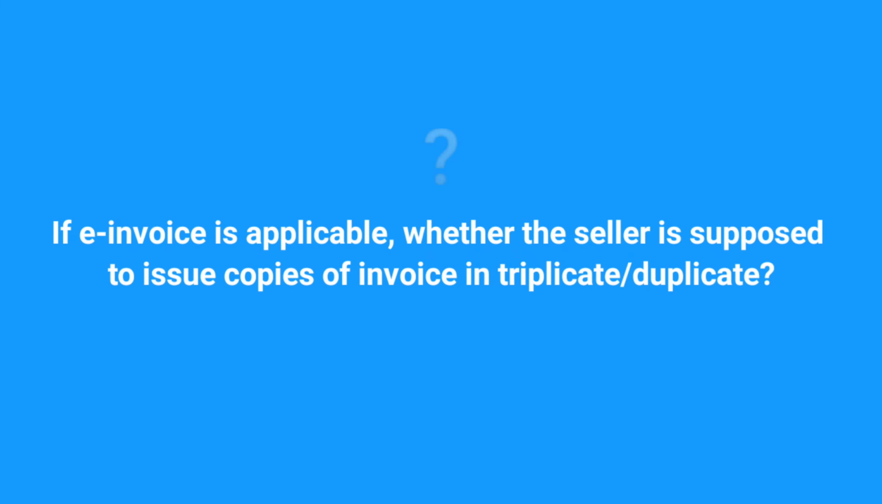If e-invoice is applicable, whether the seller is supposed to issue copies of invoice in triplicate or duplicate? Where e-invoicing is applicable, there is no need of issuing invoice copies in triplicate or duplicate. This is clearly specified in Rule 48 Sub-Rule 6.